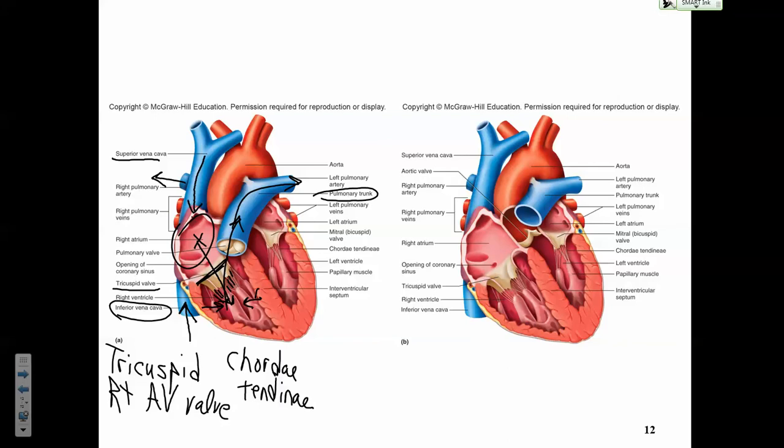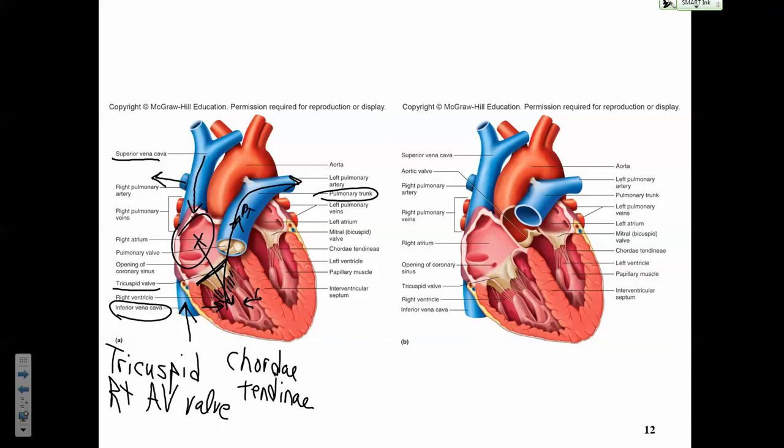It's an artery because it does what? Carries blood away from the heart, but it happens to have deoxygenated blood in it because it's coming from the right side of the heart. That's the reason it's going to the lungs, to pick up some oxygen and give up its CO2. But anyway, that's the pulmonary trunk.